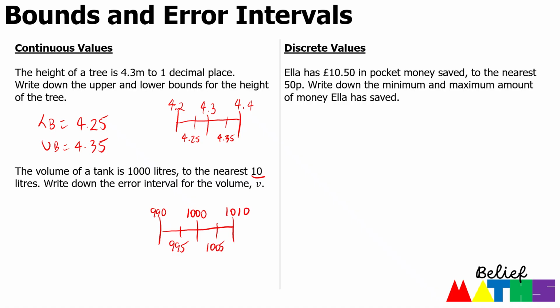Now if you need help finding the midpoint of two numbers, all you do is add those two numbers and then divide by 2. So I would do 1,000 plus 1,010 is 2,010, divide by 2 gives me 1,005. So again, if you want to find the middle of any two numbers, add them together and divide by 2.